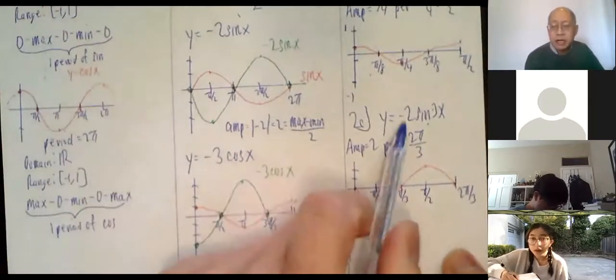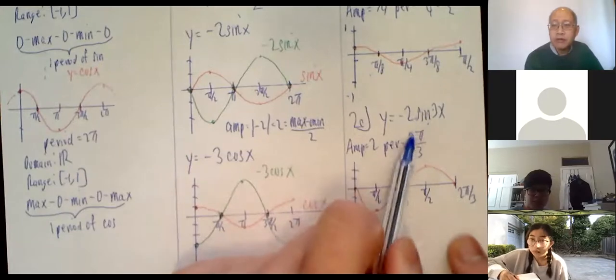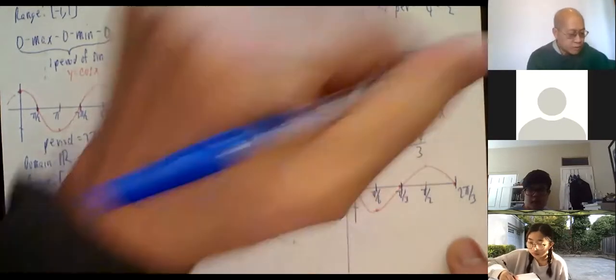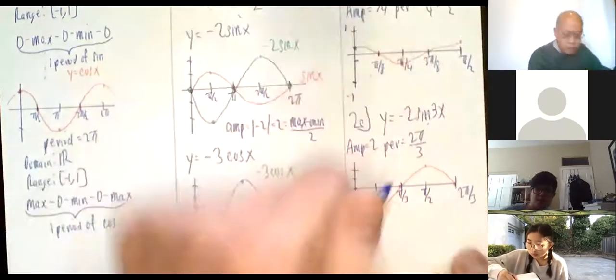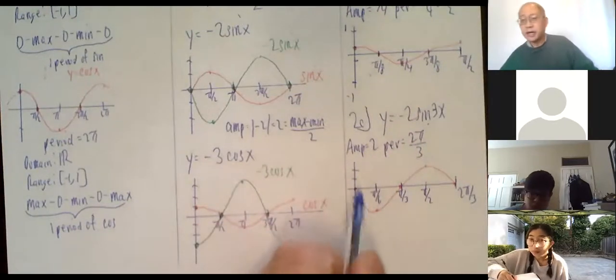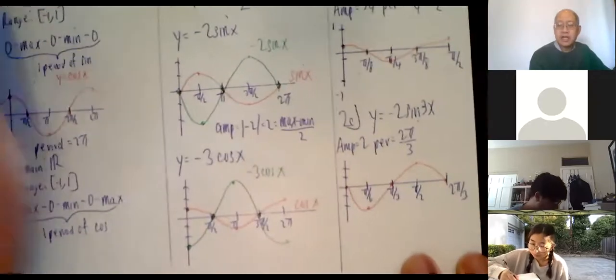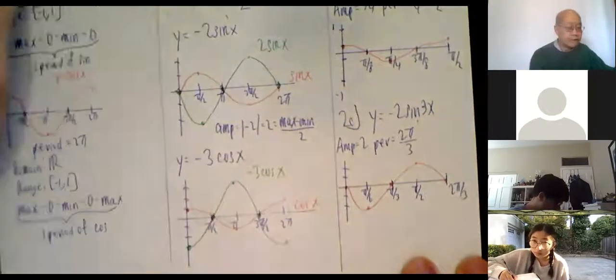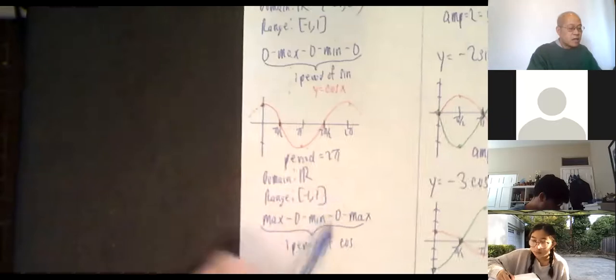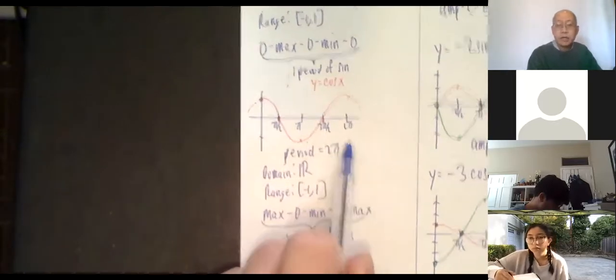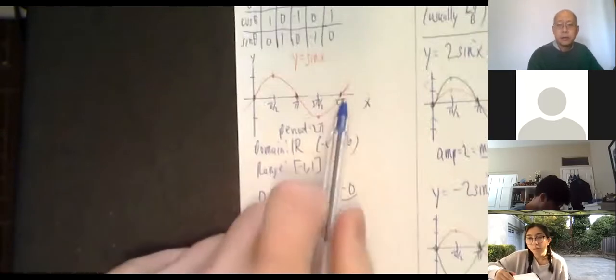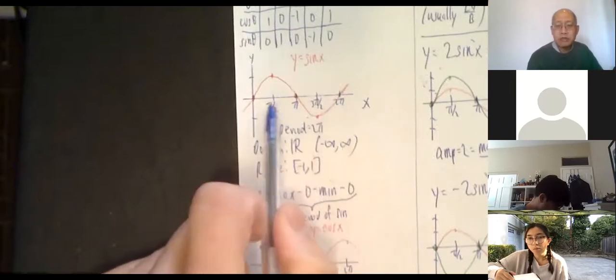Now what about the period? The period is 2 pi over 3 because the coefficient here is a 3. That's a 3 there. So the period is 2 pi over 3. So it finishes an entire period by 2 pi over 3, not 2 pi. Now where's 2 pi over 3?